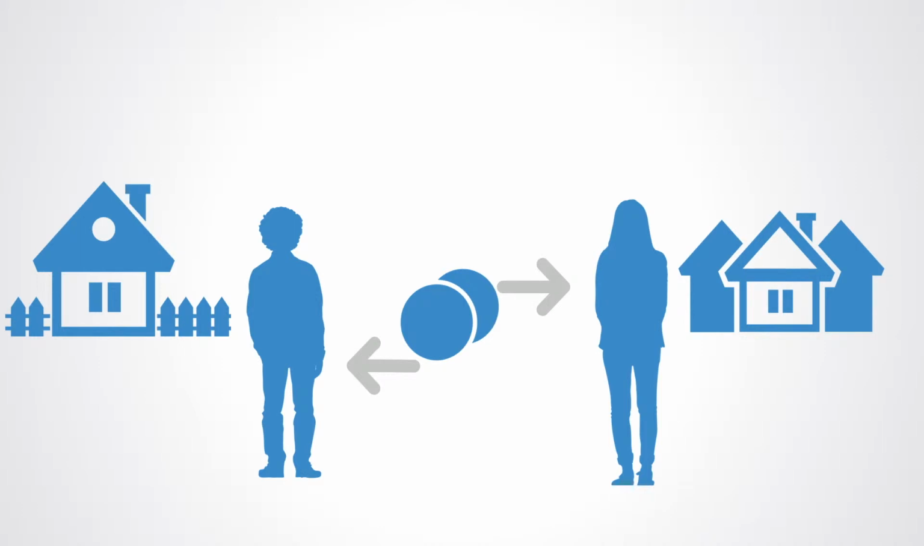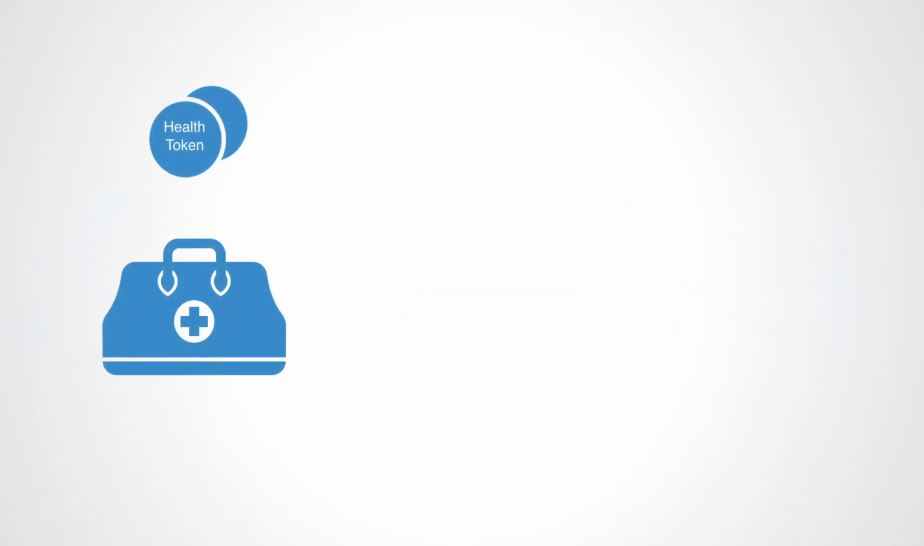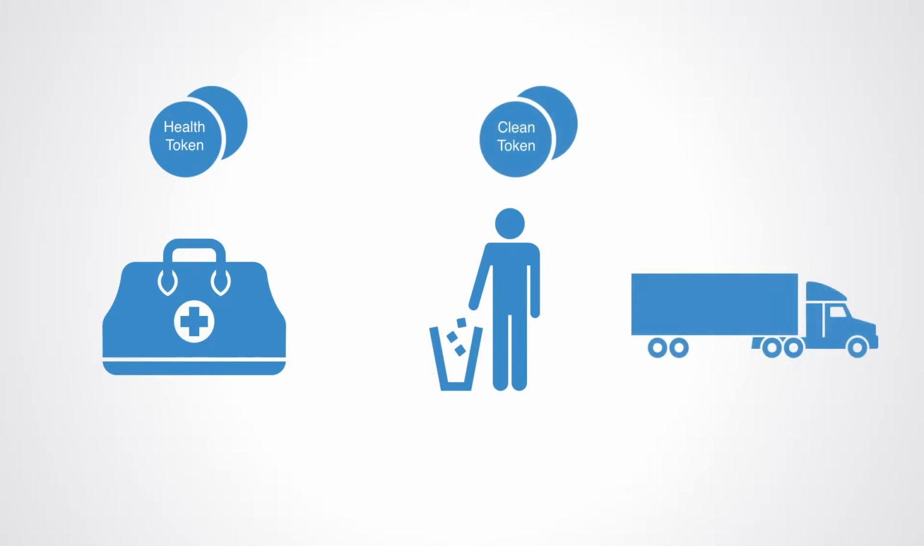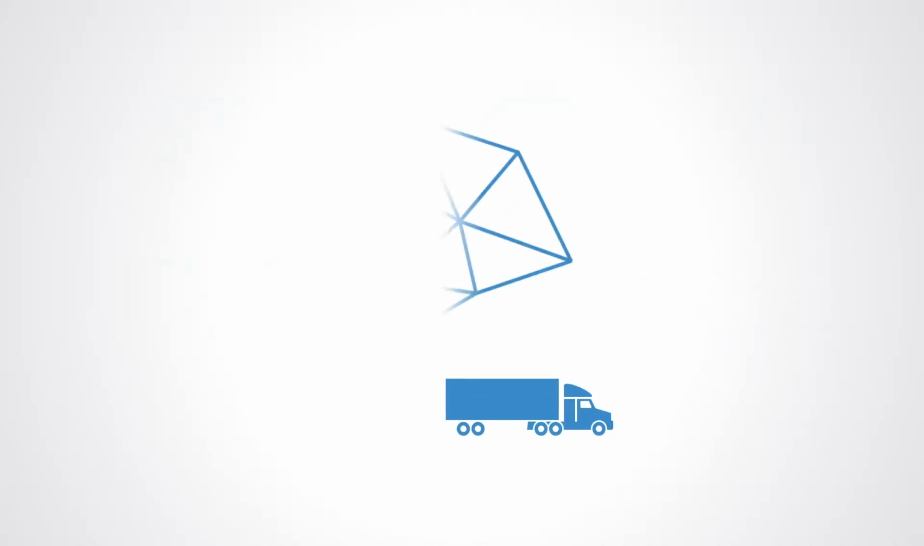The services on these blockchains can be of many different kinds. Healthcare services, for which you might have a health coin. It could be cleaning services, a clean coin, a transportation service. For example, the DAV token is a form of utility token.